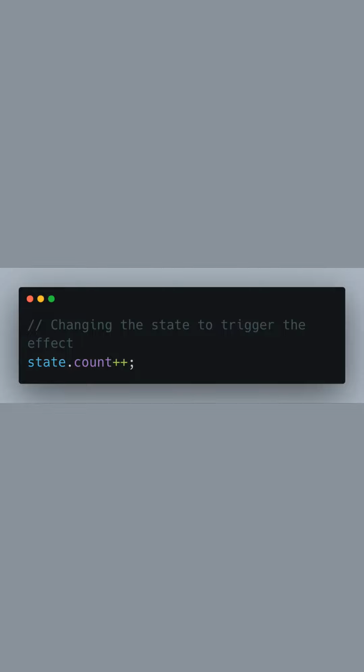To see the reactive effect in action, we increment the count by 1. Since state is a reactive object, this change triggers the effect we just defined, and you should see the updated count logged to the console.